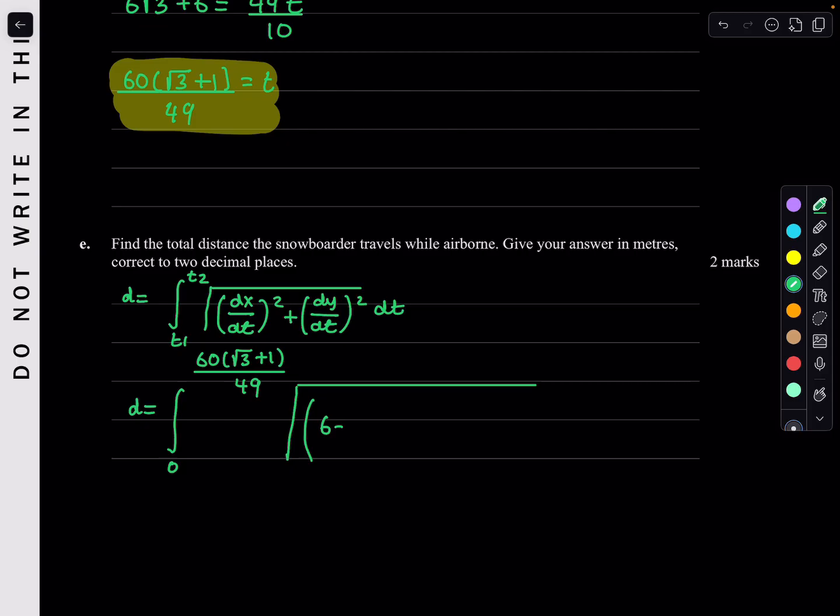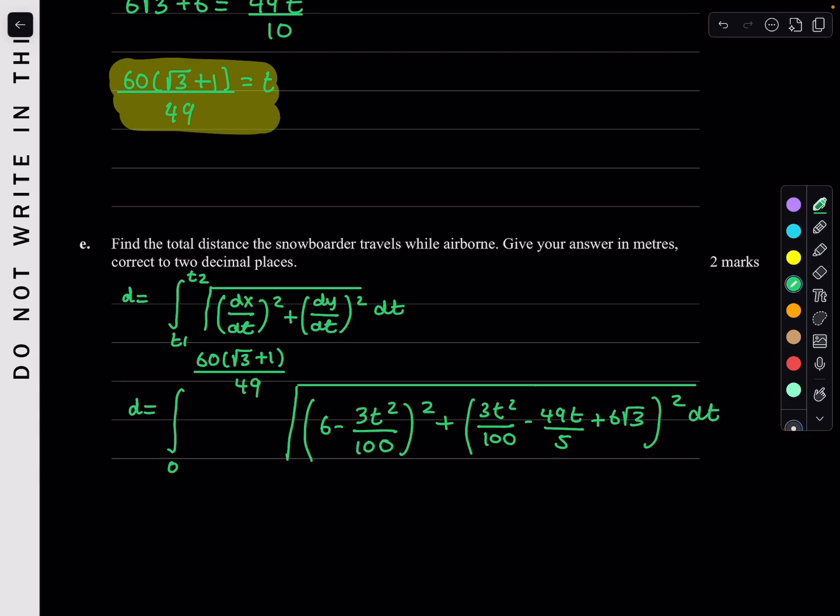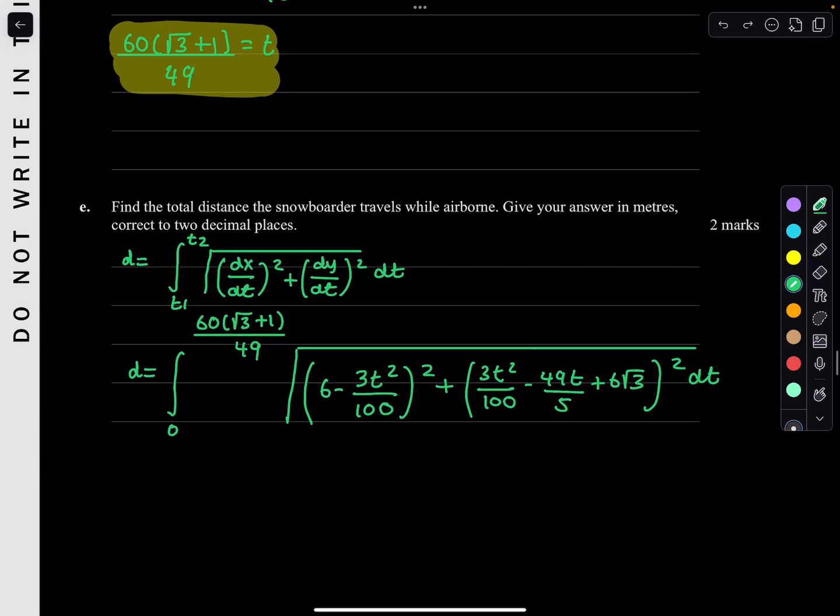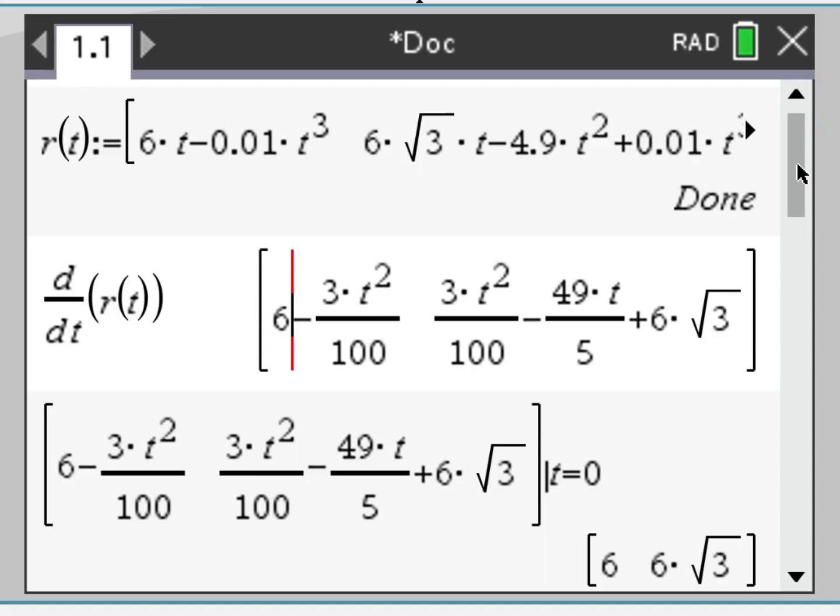So let's write those down. 6 minus 3t squared over 100, squared, plus the y component, this one: 100 minus 49t over 5 plus 6 root 3, all squared, dt. This actually results in something very, very large. So let's put this in our CAS, it's easier with the CAS.